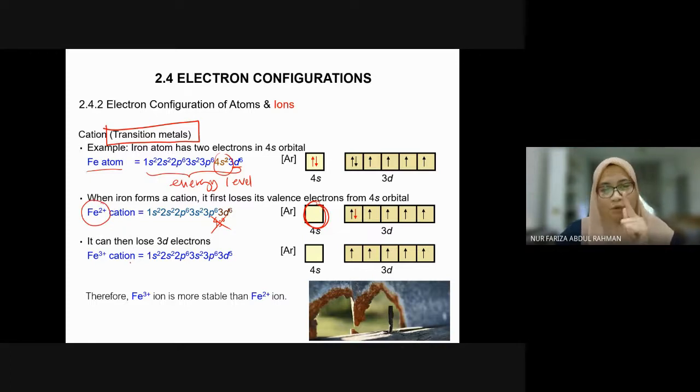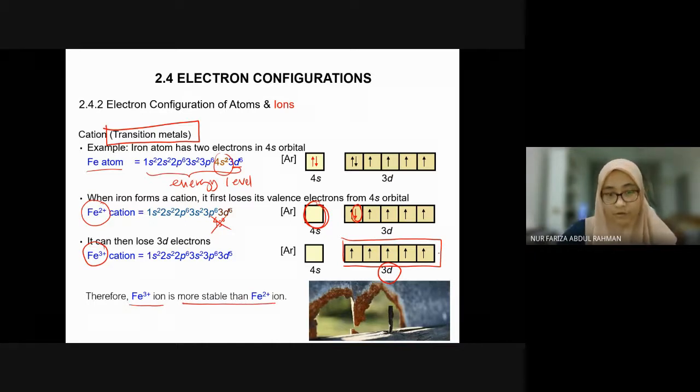Okay, when one more electron needs to be removed, nak jadikan dia iron 3 plus, next dia kena remove dekat mana? Okay, so once the 4s electrons have been removed, dah habis lah 2 electron kena buang, dia kena buang kepada next orbital would be the 3d lah. Okay, 3d. Dia akan buang dekat 3d. So the red one here is removed. Okay, so ini nampak tak dia punya keadaan dia tu. So this is what we call half fill. That is why iron 3 plus ion is more stable than iron 2 plus ion.